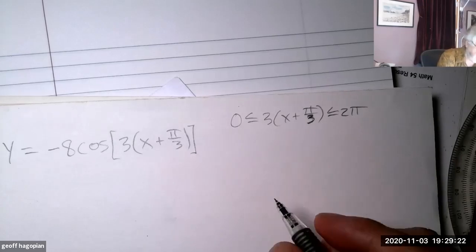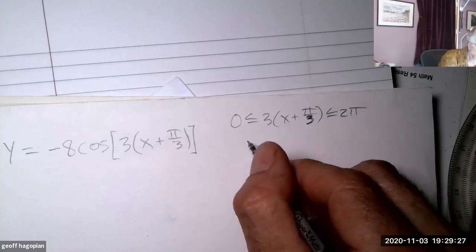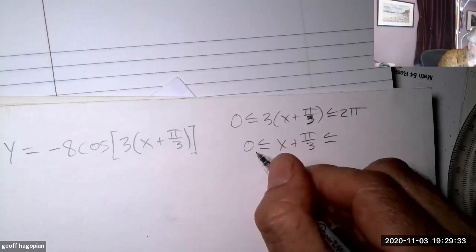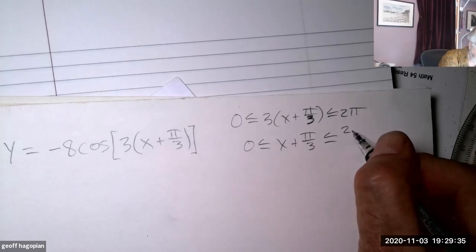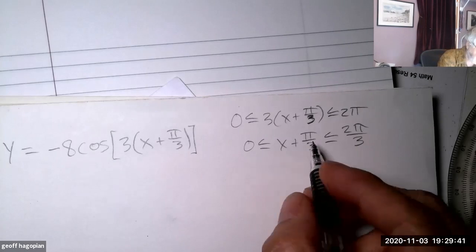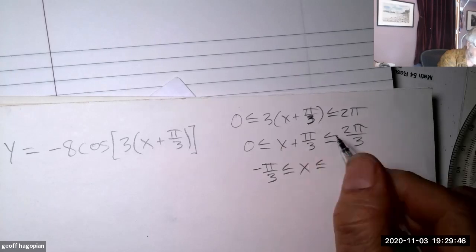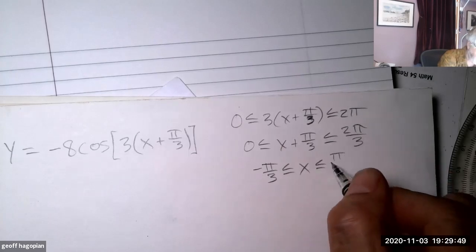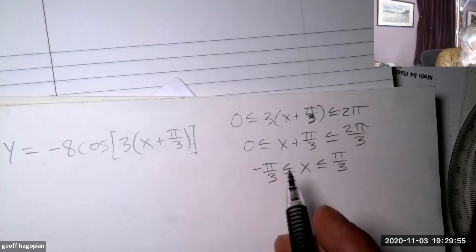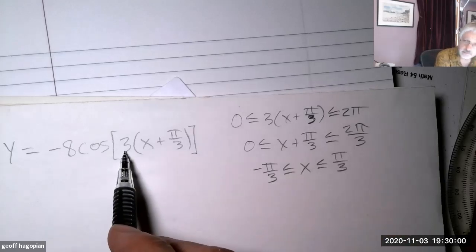Okay. So solve for x, this compound inequality. So divide each member by 3, you get x plus pi over 3 greater than or equal to 0, 0 divided by 3 is still 0, and 2 pi divided by 3. And then subtract pi over 3 from each member. And 2 pi over 3 minus pi over 3 is pi over 3. Okay. What's the distance from negative pi over 3 to pi over 3? Well, 2 pi over 3, which is our period, right?